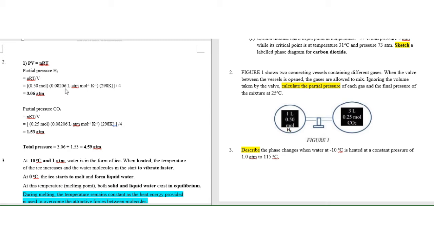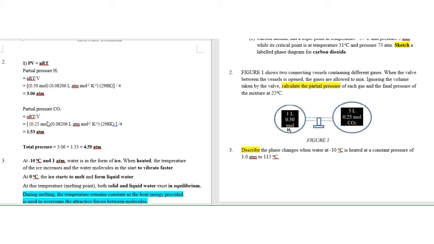The mole is still the same, R is a constant, and the temperature is 25 degrees Celsius. Remember, must change to Kelvin. Again, starting from chapter 5, chapter 6, chapter 7, all the temperatures must be in Kelvin if involving calculation. Same for the partial pressure of CO2: 0.25 mole RT over 4. So this is the partial pressure of carbon dioxide.